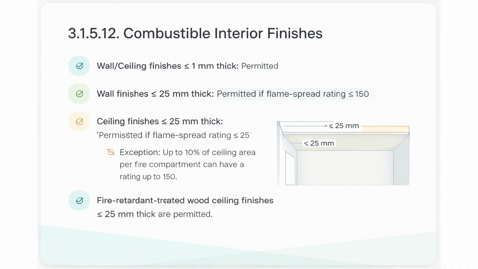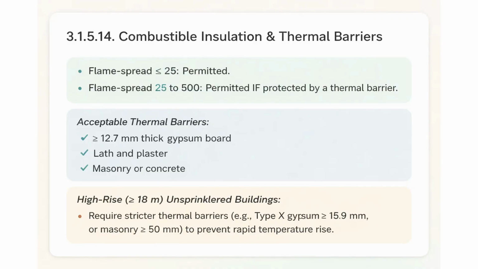Insulation is another major factor. Combustible insulation with a flame spread rating of 25 or less is permitted. If the rating is between 25 and 500, it must be separated from the adjacent space by a thermal barrier. Standard thermal barriers include half-inch gypsum board, lath and plaster, or masonry. However, if you are designing an unsprinklered building taller than 18 meters, the thermal barrier requirements become much stricter, requiring thicker Type X gypsum or thicker concrete to delay the temperature. We'll continue exploring these intricate material exceptions as we move forward.